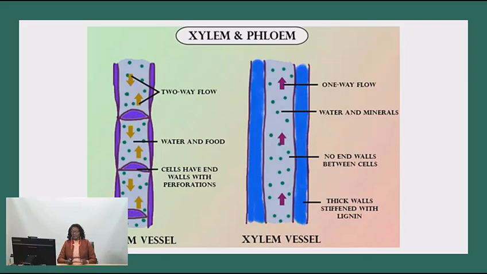And then the xylem, because it's responsible for moving water and minerals, is only a one-way flow. It flows from the root straight to the leaves. No two-way. And this happens through thick walls, stiffened, with lignin just to protect it so water does not flow easily out of the cells.